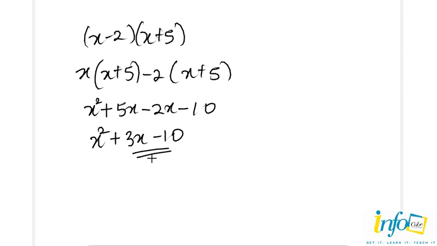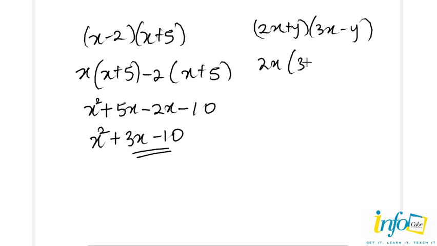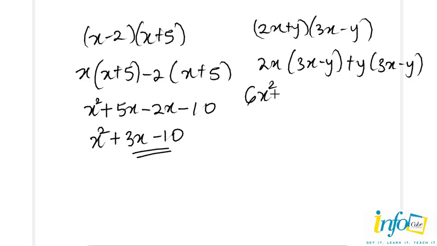Let's quickly solve another question. You have 2x plus y and 3x minus y. This will give us 2x into 3x minus y and plus y into 3x minus y. 2x times 3x will give you 2 times 3 first is 6, and x times x will give you x squared. 2x times minus y will give you minus 2xy, plus y times 3x will give you plus 3xy, and plus y times minus y will give you minus y squared.